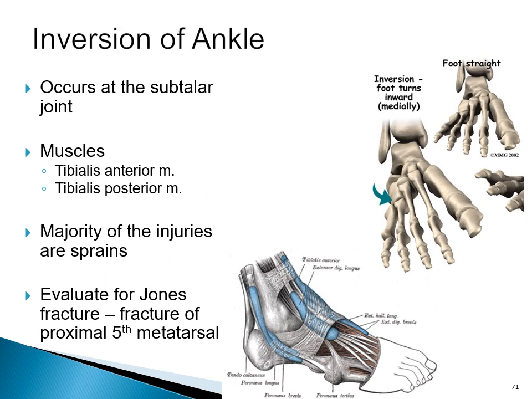Inversion of the ankle, the muscles responsible for this are the tibialis anterior muscle and the tibialis posterior muscle. This is where the majority of the sprains occur. Whenever a patient comes in and says they tripped over a cord, you have to evaluate for the Jones fracture, which is a fracture of the proximal aspect of the 5th metatarsal.